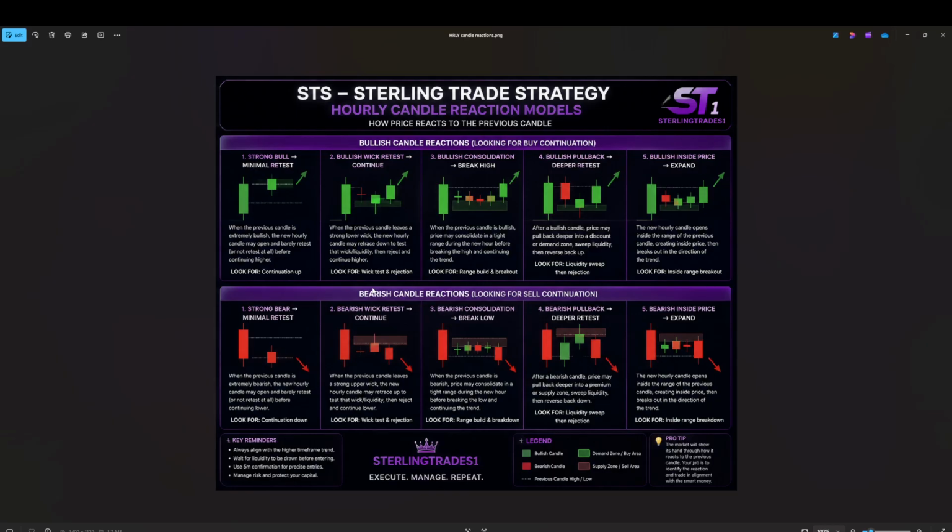So let's look at some bearish candle reactions here. We already went over the bullish candles. Now we're going to look at the bearish candle reactions. The first bearish candle reaction we have is a strong bearish candle with minimum retest. When the previous candle is extremely bearish, the new hourly candle may open and barely retest or not retest at all before continuing lower. So let's look at some examples of this.